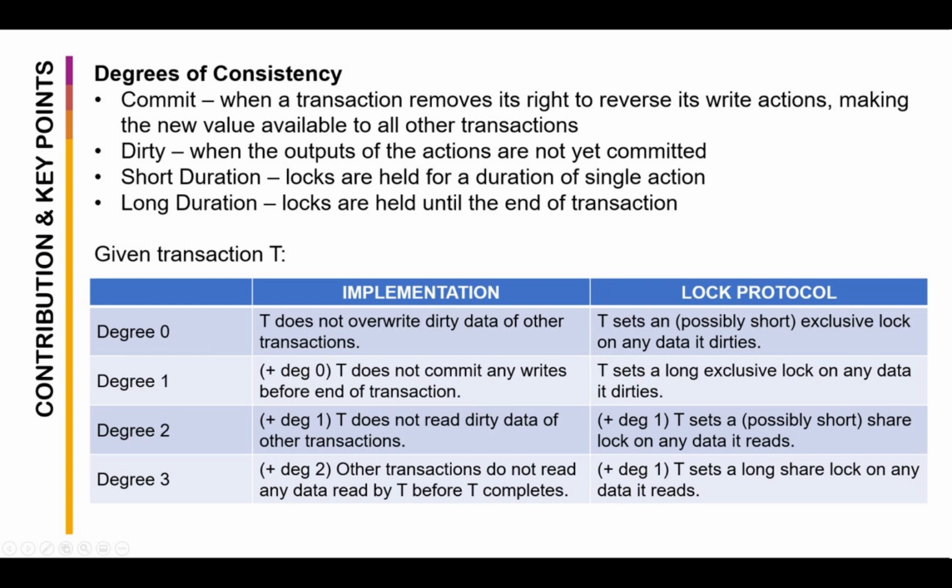Now, before we dive into the degrees of consistency, let us discuss some definitions first. A commit happens when a transaction removes its right to reverse its write actions, making the new value available to all other transactions. We say a transaction is dirty when the outputs of the actions are not yet committed.